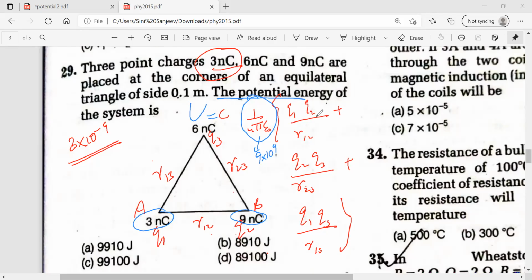So once you do all substitution, you get 8910 as the answer. I think option B should be the answer. See, epsilon naught value, nothing is there. 1 by 4 pi epsilon naught, that value is equal to what? 9 into 10 power 9. That's all. Everything is given in the question itself. Except 1 by 4 pi epsilon naught value, I already told you it is 9 into 10 power 9. That is 1 by 4 pi epsilon naught value.